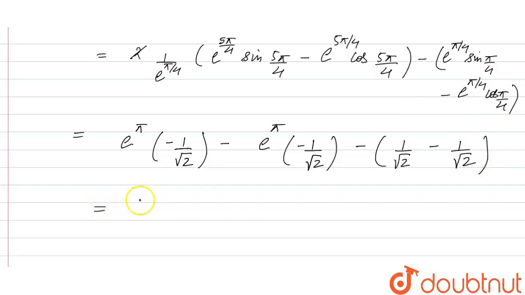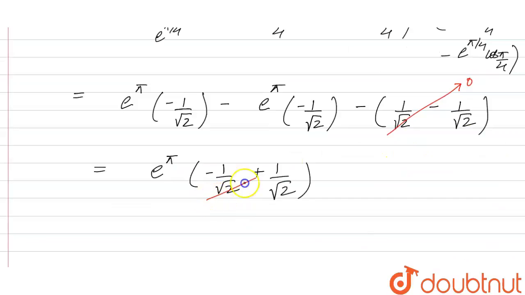So if we see this, e raised to power pi is common, and we have minus 1 by root 2, and minus minus will be plus 1 by root 2, and this term here will be 0, and if we see this term, here will also be 0. So the whole 0 into something is 0. So I will be equal to 0. This will be the final answer.